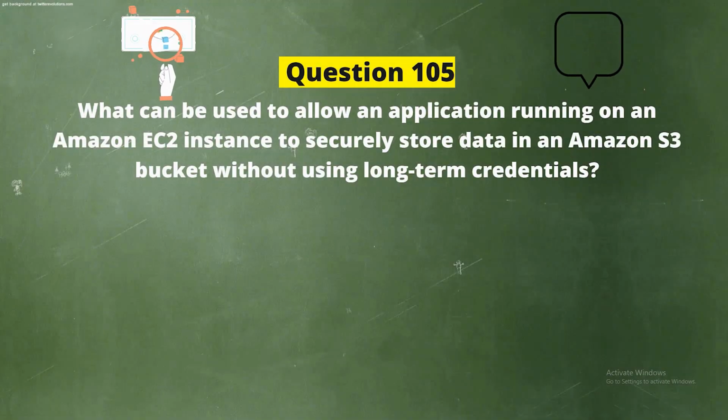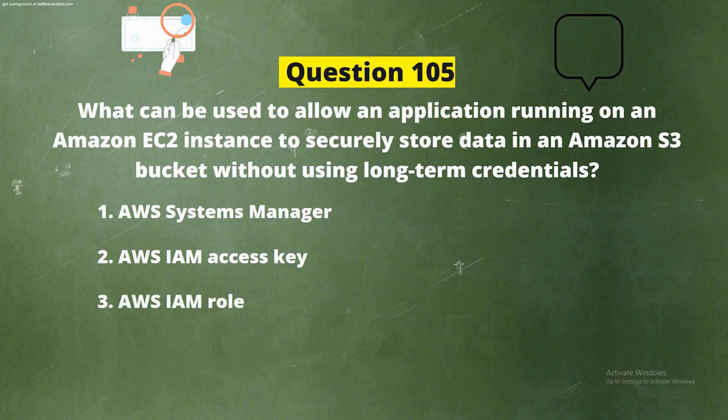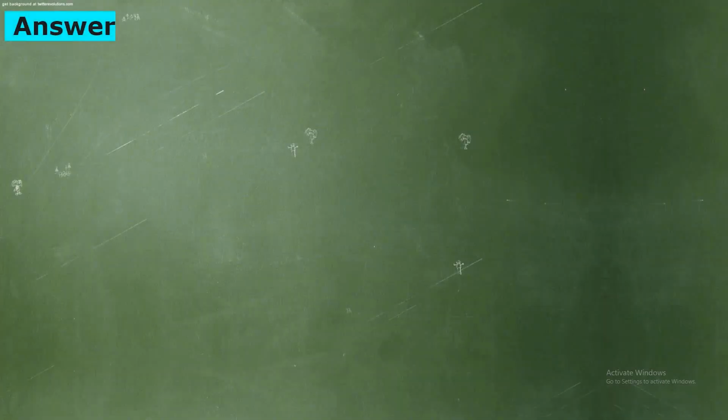Next question. What can be used to allow an application running on an Amazon EC2 instance to securely store data in an Amazon S3 bucket without using long-term credentials? And the options are: Option 1. AWS Systems Manager. Option 2. AWS IAM Access Key. Option 3. AWS IAM Role. Option 4. Amazon Connect. And the correct answer is Option 3.